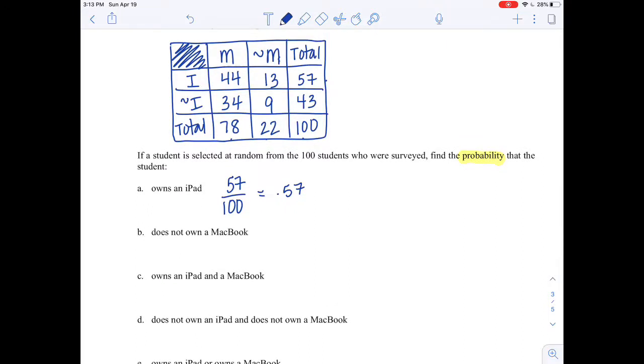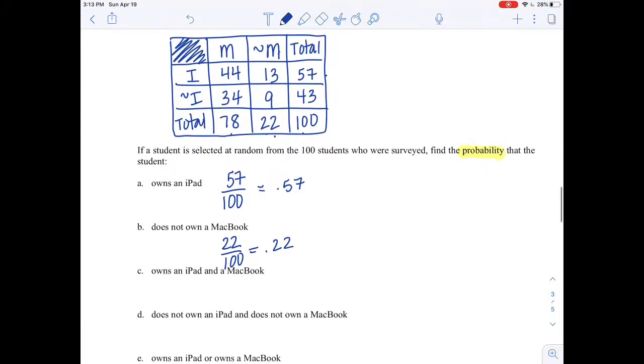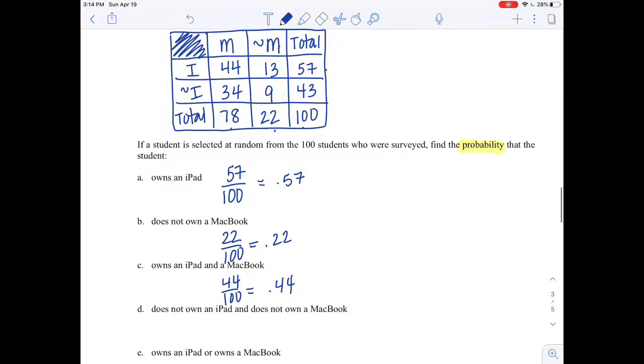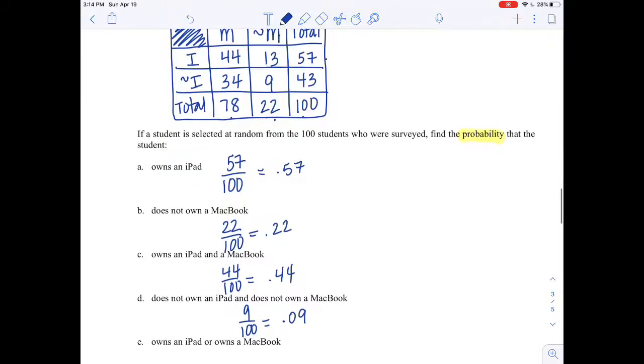Does not own a MacBook. So no MacBook. That was 22 people. Out of 100, that would be 0.22. Owns an iPad and a MacBook. That's that "and" probability, if you will. That was 44 out of 100 or 0.44, 44%. Does not own an iPad and does not own a MacBook. That's the not probability. That was 9 out of those 100 people, or 0.09.